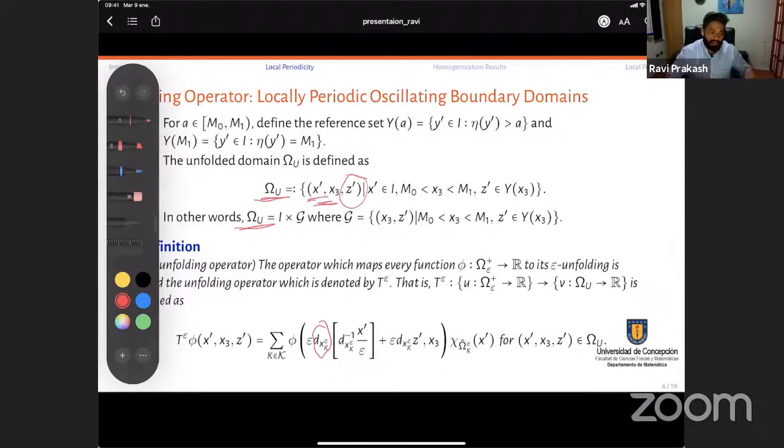Why did it add 2 dimensions more? Because it has to capture the locally periodic behavior. Okay, so a few notations we should keep in mind.